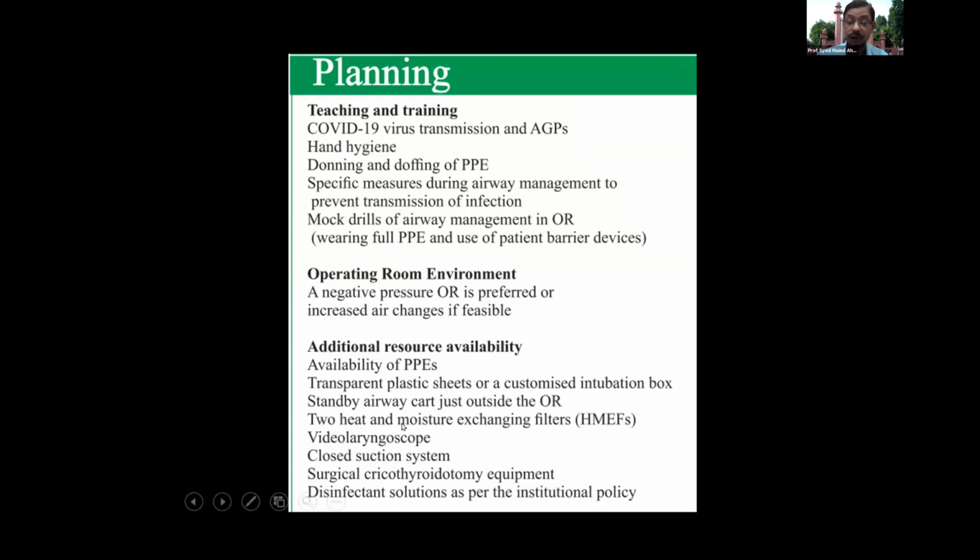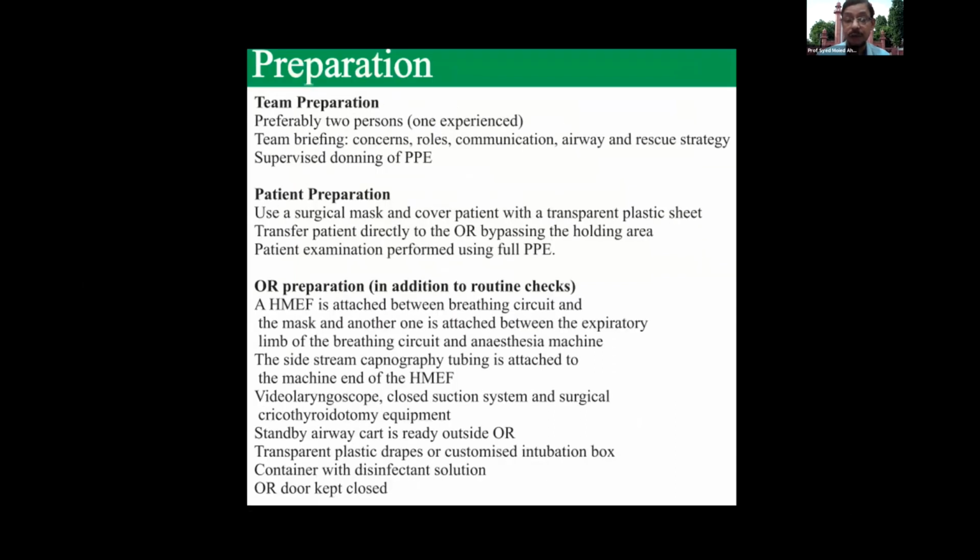Video laryngoscope is always preferred, and a closed suction system should always be there. Surgical cricothyrotomy equipment should be there, and a disinfectant system should always be available. Now, team preparation and team dynamics are very important, and patient preparation always needs to be there. You need to put a surgical mask over the patient, cover the patient with a transparent sheet, and transfer the patient directly to the operating room, bypassing any holding area. So these are the precautions you need to take to prevent the transmission of the infection.